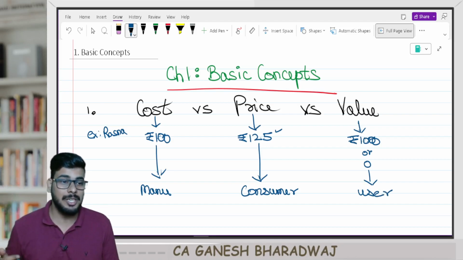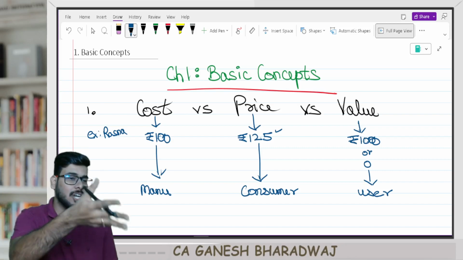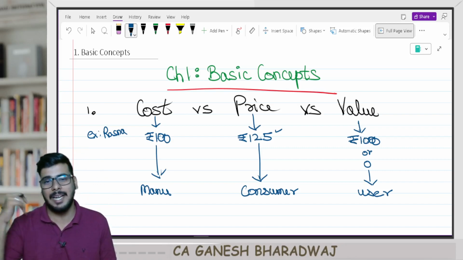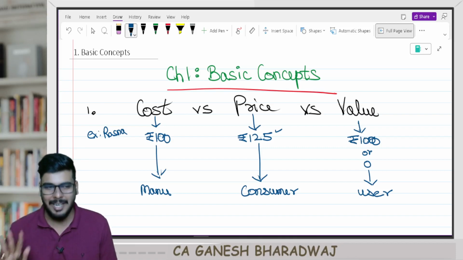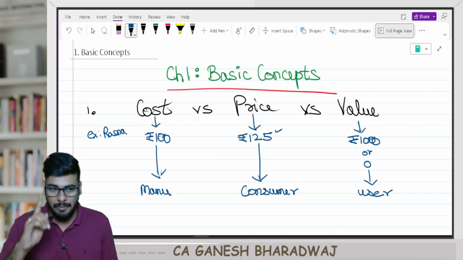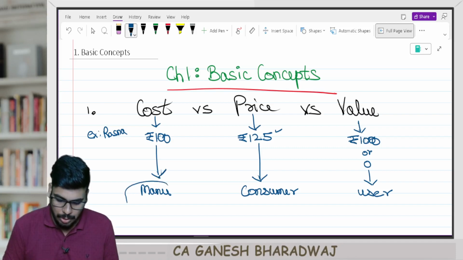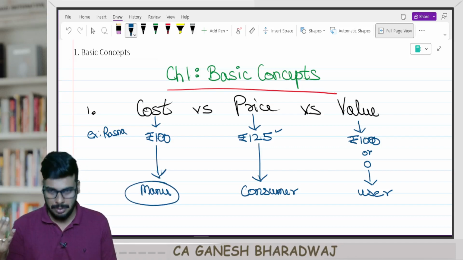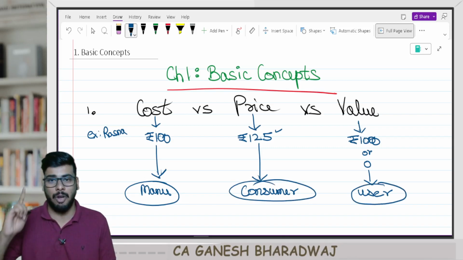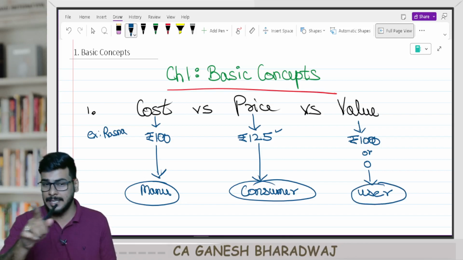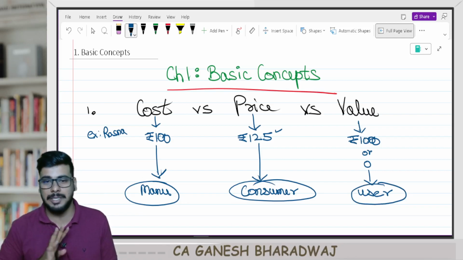Now, don't tell me, sir, I only went to the shop and I purchased and I only prepared and I drink. In this case, you are both a consumer and a user. Clear? Fine. As simple as that. So always remember this. Cost is looked at from the perspective of whom? Come on. Manufacturer. Price is looked at from the perspective of consumer, and value is looked at from the perspective of user. Are you clear with this, guys? Catch up running notes. I'm not going to dictate, or this is not present anywhere.